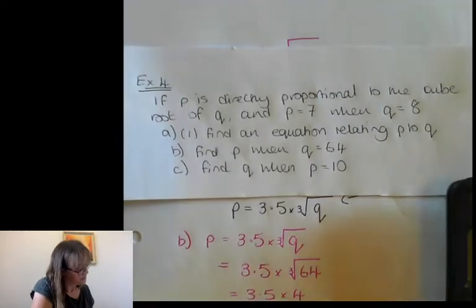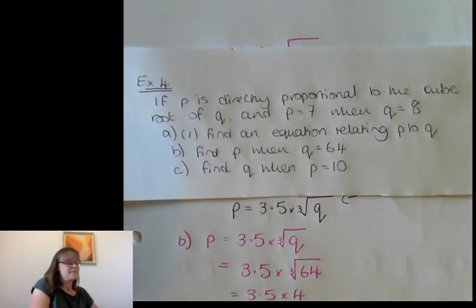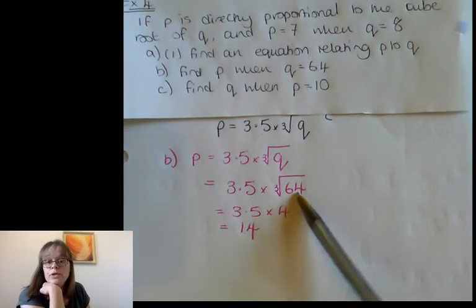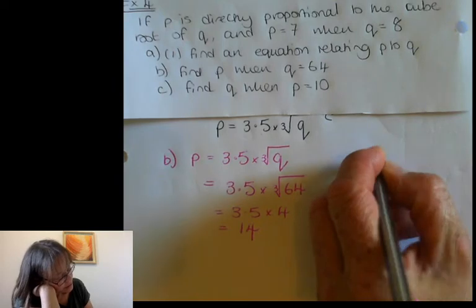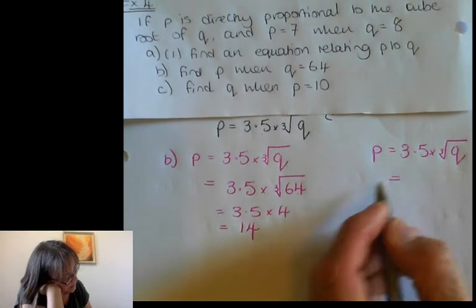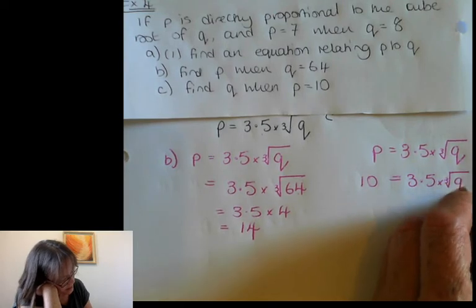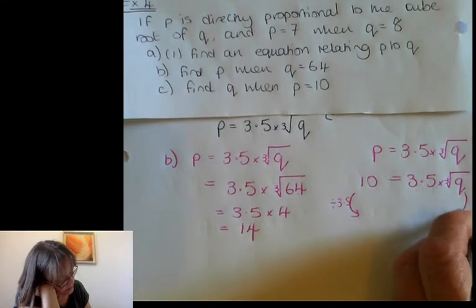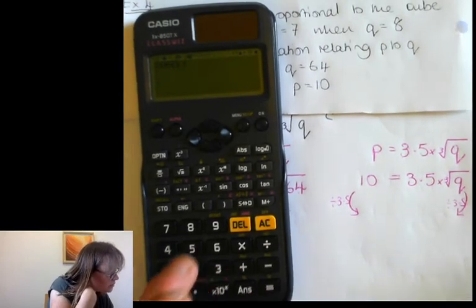No, 16. I'll just check. No, it is 14. Don't know what I pressed there. Okay, so 3.5 times 4, which is 14, because 4 was the cube root of 64 on that line. For part C, find Q when P is 10. So rewrite the equation. This time P is 10, so put the 10 in instead of the P. Get rid of this multiplying by 3.5, so I need to divide by 3.5.